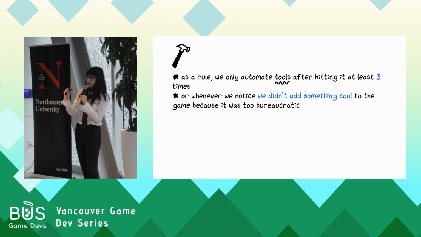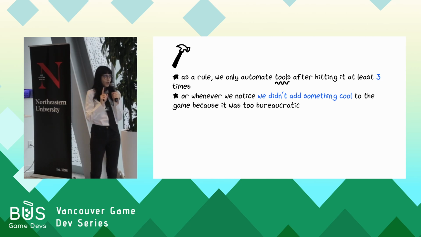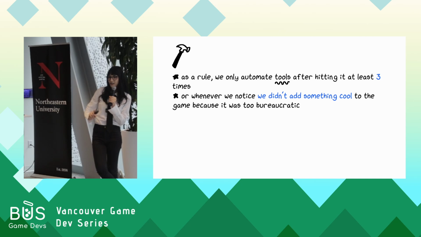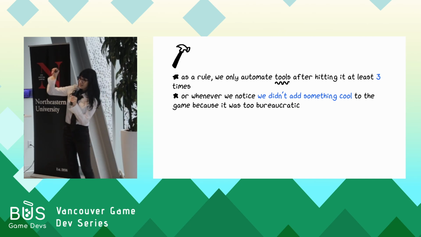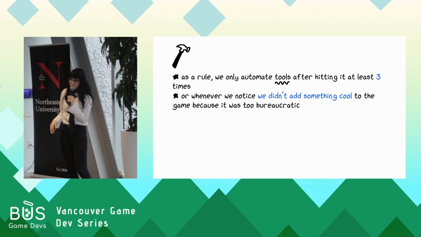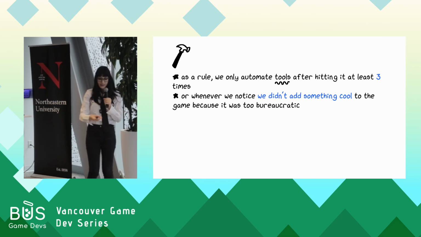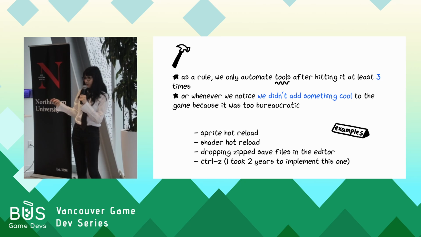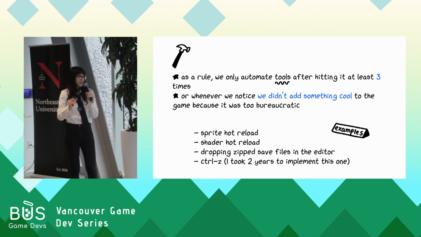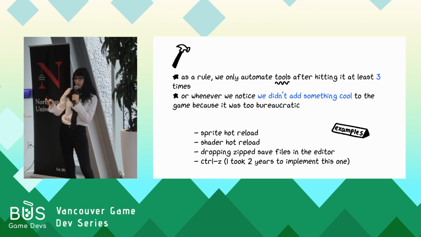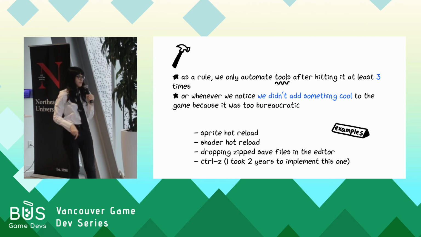But sometimes we break this rule. It's whenever we notice we didn't do something cool or creative in the game because it was too bureaucratic. Like, oh, I would love to add this little effect here, but it's too much work to put in. That's a red flag. Let's try to make a tool to make that easier. Some examples of things that I did only after it became a problem: hot reloading the sprites based on the file that you just edited. Or shaders as well, you add the shader code and you want to see it in the game right away, as soon as you Alt-Tab.